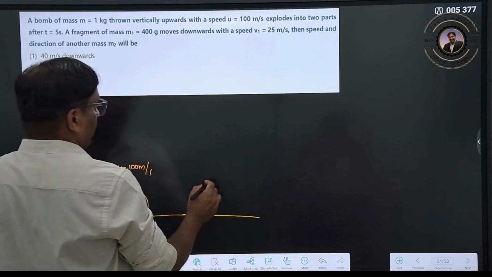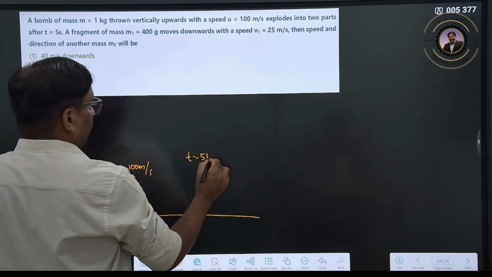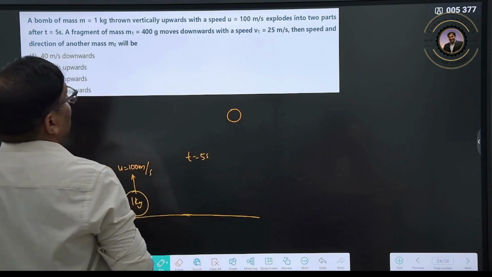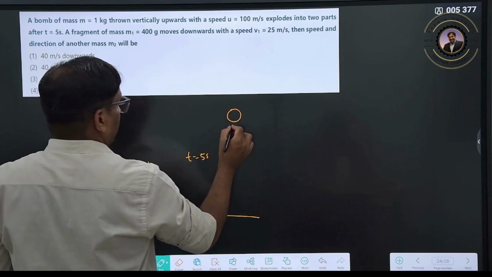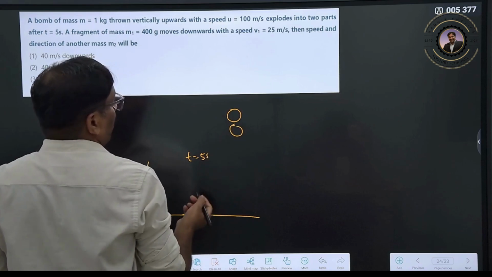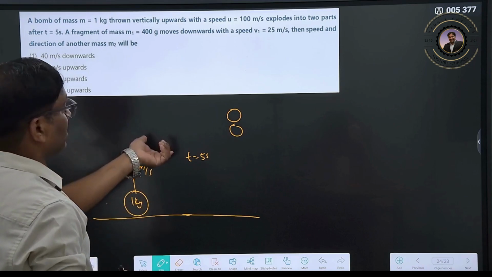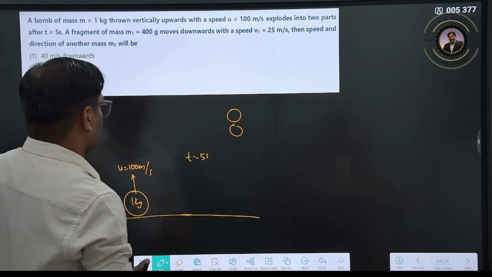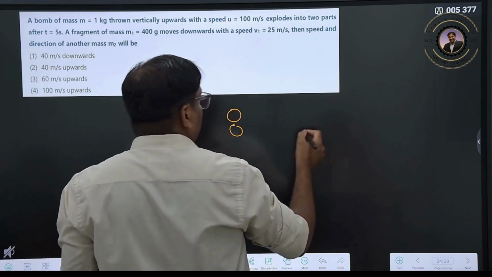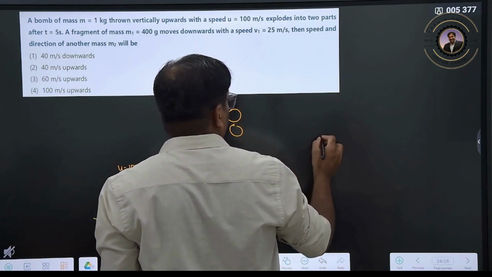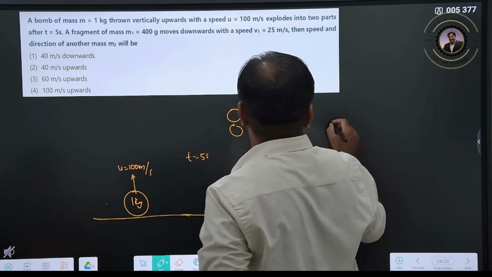Therefore after time t equals 5 seconds, it explodes into 2 fragments. At what height it exploded we don't know, and after 5 seconds we also have to calculate the speed. What will be the initial momentum now? For initial momentum you compulsorily require the speed. When you throw upward, what will be the speed now?